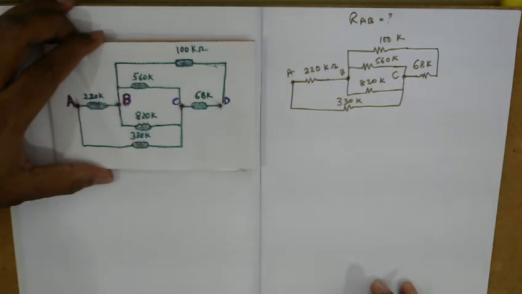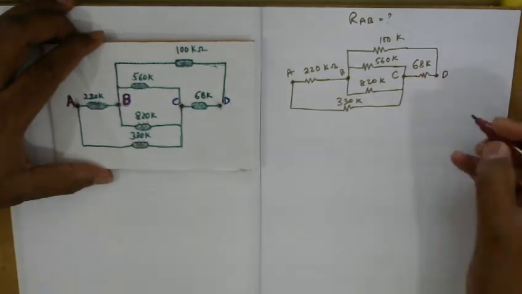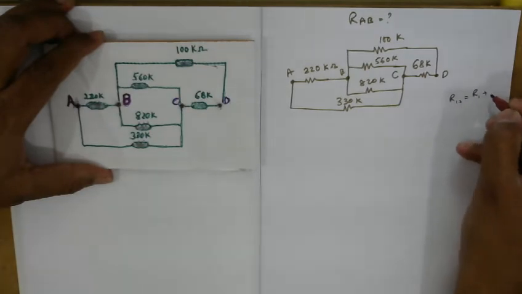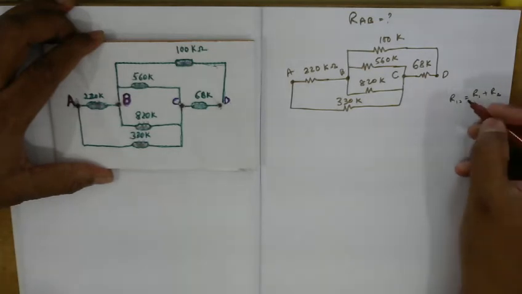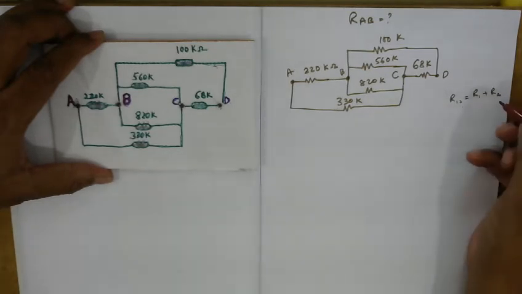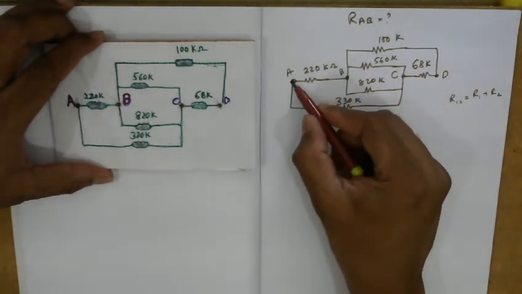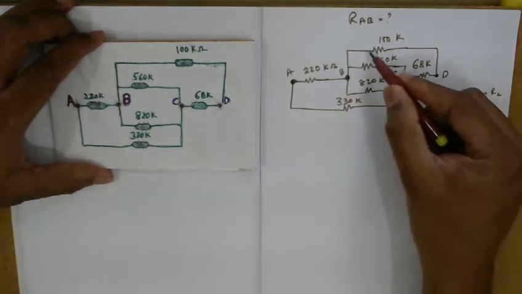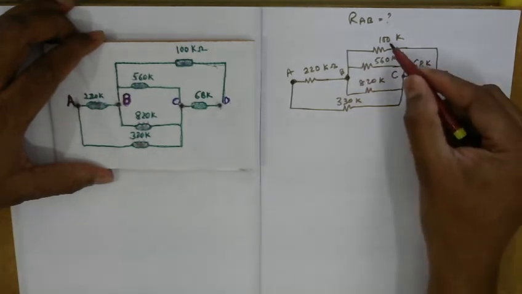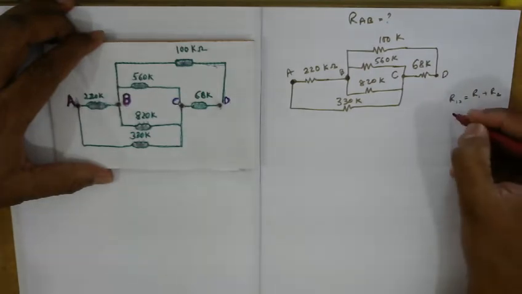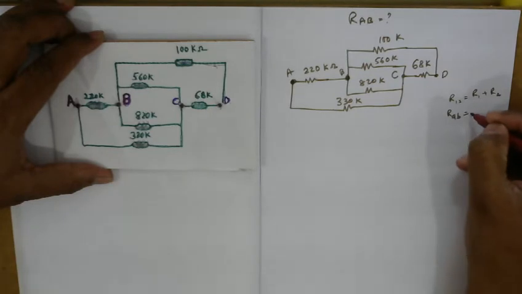So just to recall, if two resistances are connected in series, R12 is R1 plus R2. If two resistances are connected in series, we just add them. In fact, if n number of resistances are connected in series, we just add all of them to get this one. So in this example now, because my interest is in points A and B, RAB, this particular branch, if you notice, this 100K and 68K will become series connected. And in the case of parallel connection, RAB is RA times RB divided by RA plus RB.